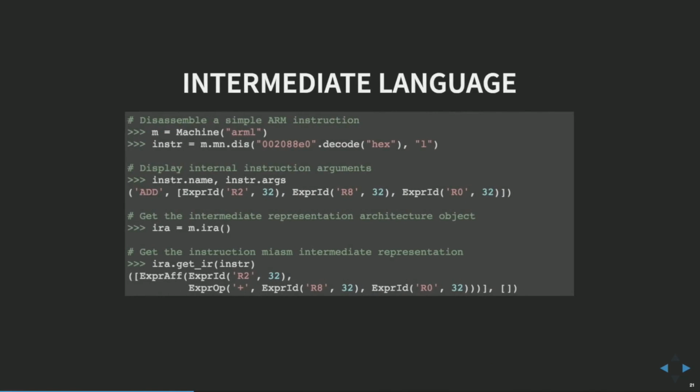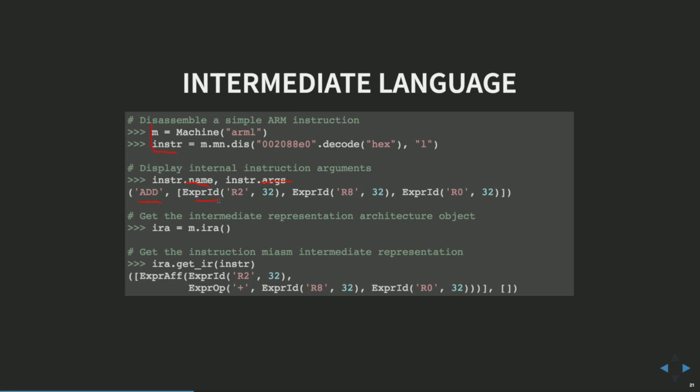Next thing we can do, we can play with the intermediate language. So again, here I will start my SM machine. It will be ARM, and I will disassemble one instruction. And I don't know what is the meaning of this instruction. So what I can do next is get its name with .name, it's add, and get its arguments. In this case, we have 3 arguments. Their type is expression IDs. It's MySM internal expression for registers, so it's R2, R8, and R0.